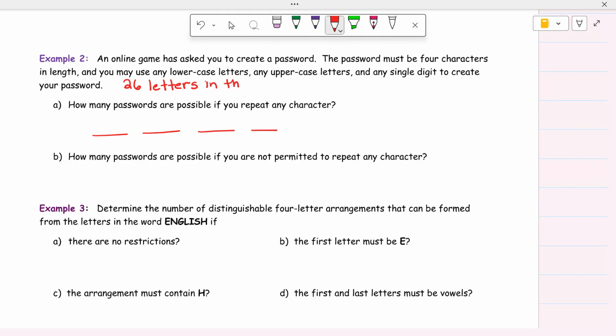Right, so we can do uppercase and lowercase, so that gives me 52 options for just letters. But then I can also use any single digit numbers. So what are my single digit numbers? 0 to 9. So there's 10 options for digits. And again, 26 options for letters, but like I said, we can do lower and upper. So we have 52 plus 10, which is 62.